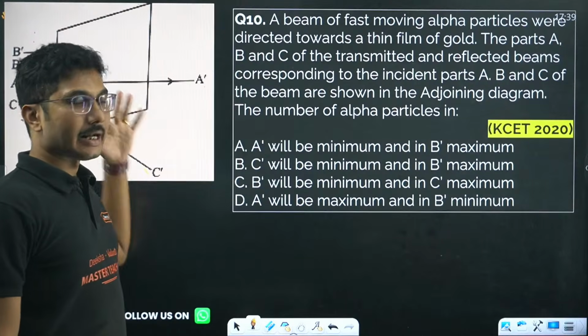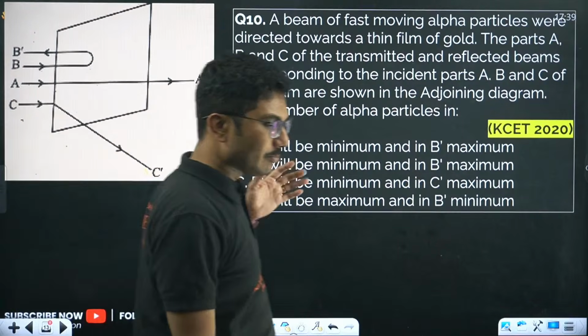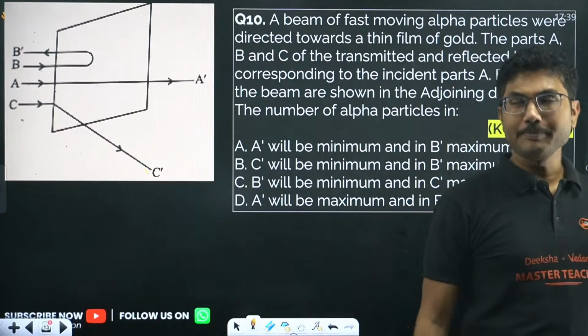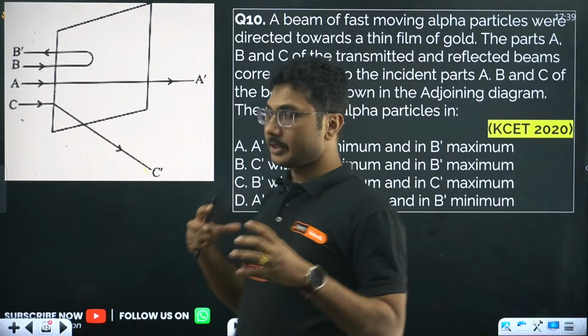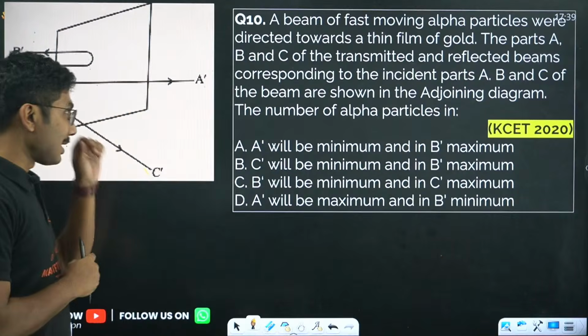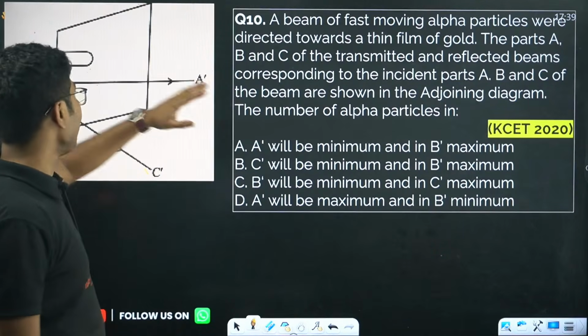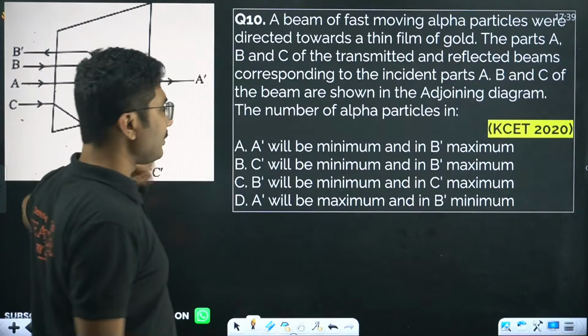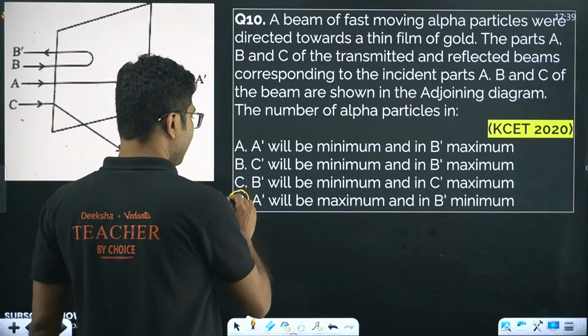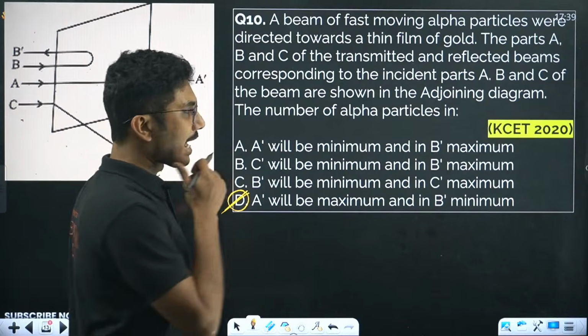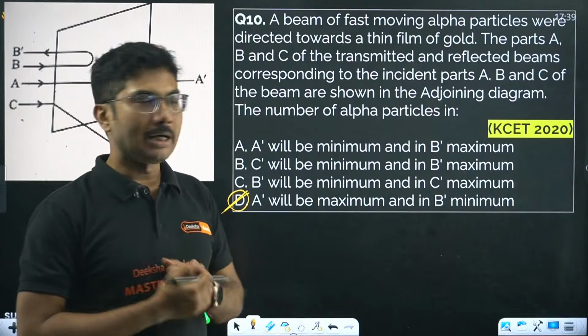That's why Rutherford concluded that most of the atom is empty, and there is a concentrated part of the mass, which he called the nucleus. So A dash will be maximum and B dash will be minimum.